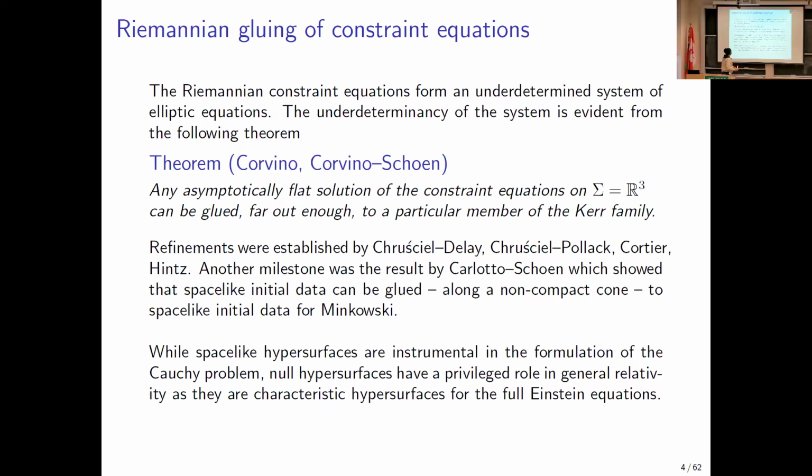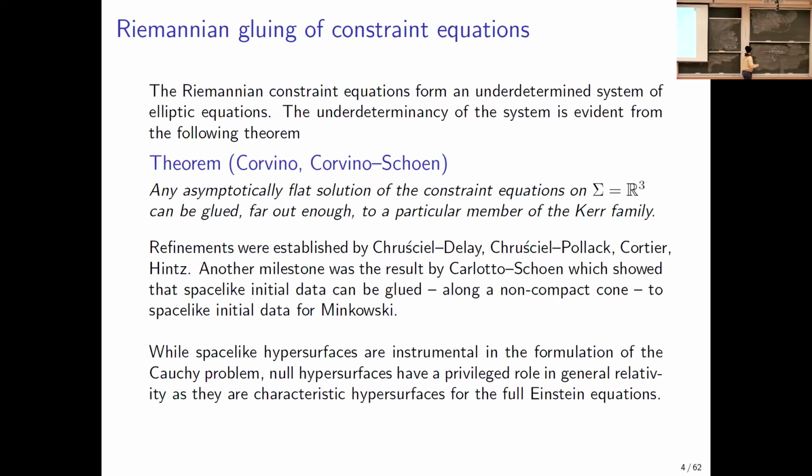Then, if this is asymptotically flat, you can cut it at some point and then glue with something further out, something that you know very well, which is the Riemannian slice of a very specific space-time. And that space-time is a Kerr space-time. The Kerr space-time is an explicit solution to the Einstein equations. It is parameterized by two parameters, the angular momentum and the mass.